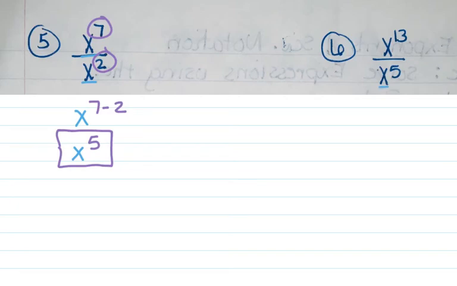For number 6, our base is x. Our exponents are 13 and 5, so that's going to be 13 minus 5. So 13 minus 5 is 8.